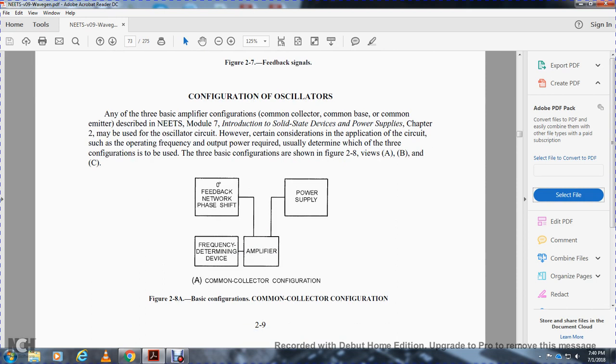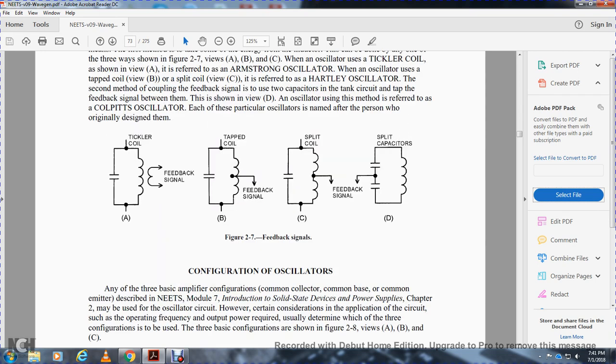Configuration of the oscillator. Any of the three basic amplifier configurations, common collector, common base, or common emitter, described in NEETS Module 7, Introduction to Solid-State Devices and Power Supplies, Chapter 2, may be used in the oscillator circuit. However, certain considerations of the circuit, such as the operating frequency and the output power required, usually determine which of the three configurations is to be used. The three basic configurations are shown in Figure 2.8, views A, B, and C. Once again, that was tickler coil, tapped coil, split coil, and split capacitors.